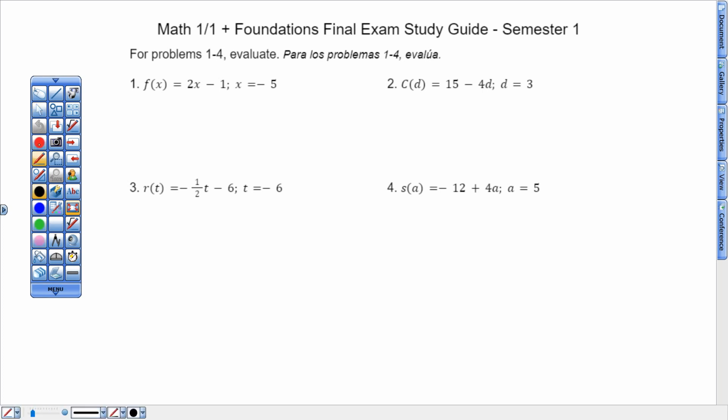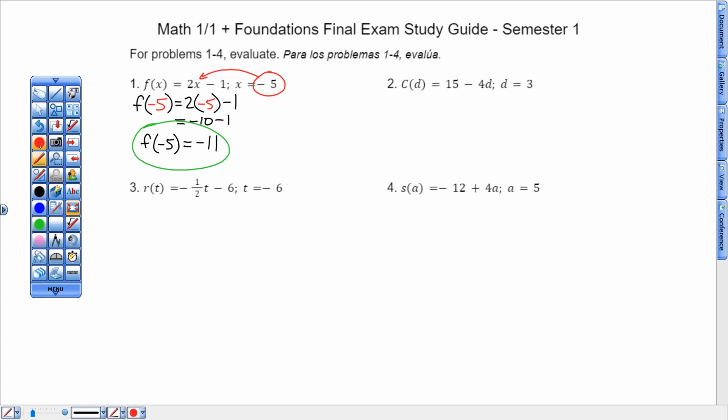So for this first one, you're evaluating. That means I'm taking this -5 and plugging it in there for x and doing the math. The way we want you to show it is f of that -5, which shows me what I'm plugging in, equals 2. Then right here is where I plug in that -5 and actually start to do math, minus that 1. That gives me 2 times -5, which is -10. Then subtracting that 1 gives me the function at -5. When I plug in -5 for x, it gives me -11 for y, or f of -5 equals -11.